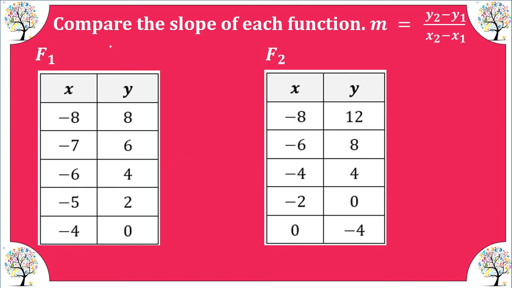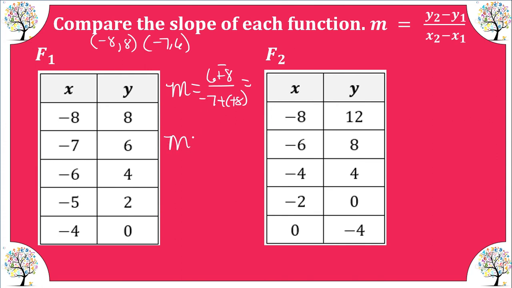So here I am going to use negative 8, 8 and negative 7, 6. And we have the difference of the y's compared to the difference of the x's. And we get a slope of negative 2 over 1, so we get negative 2. So again, we're not concerned about the negative. This just tells me it goes downward.